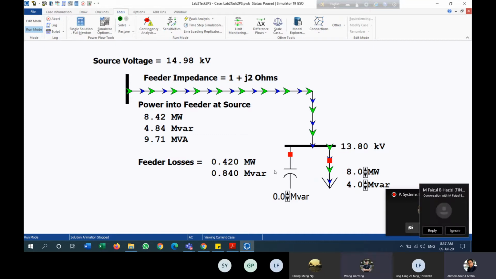Sir, what is the use of the block beside the inductor and capacitor, since we didn't change the value of it? Which one? The one with the arrow, on the right hand side. This one.